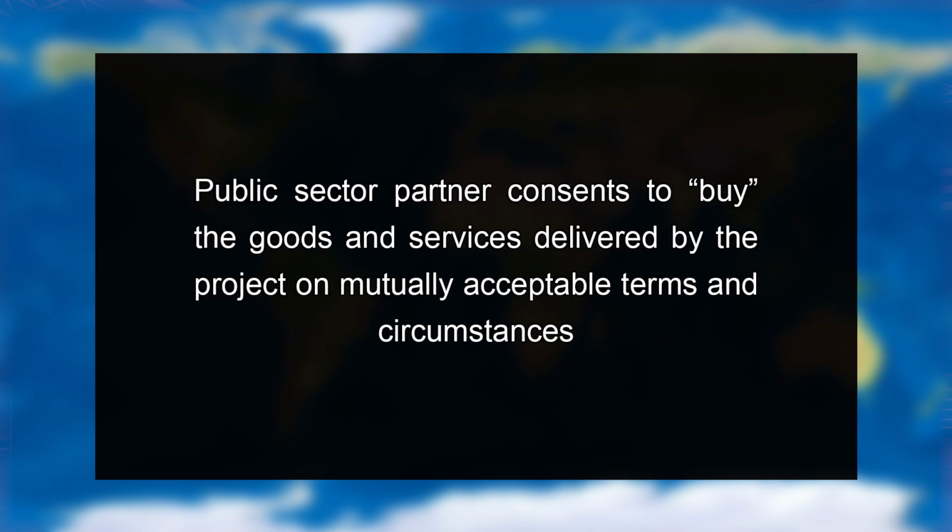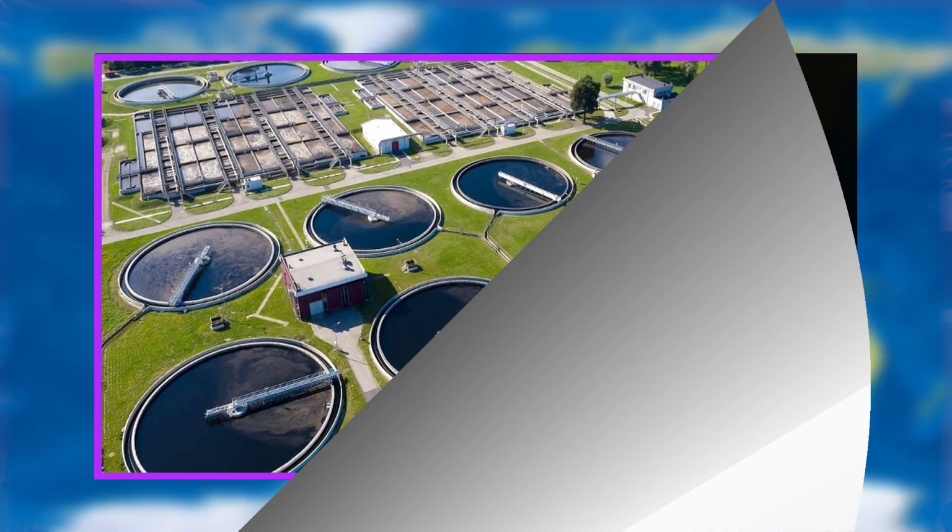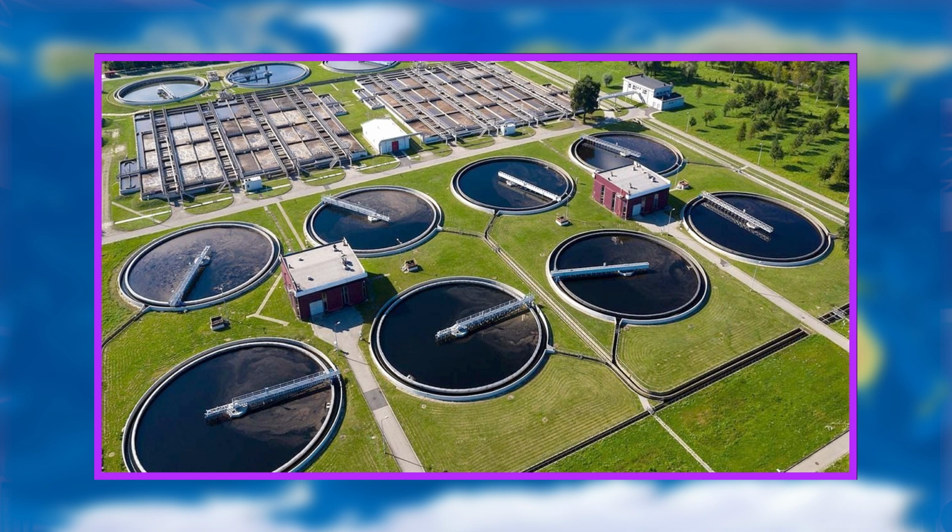The public sector partner consents to buy the goods and services delivered by the project on mutually acceptable terms and circumstances. This framework is used when the physical life of the project coincides with the concession period. A BOO scheme involves large amounts of finance and long payback period. Some examples of BOO projects come from the water treatment plants.